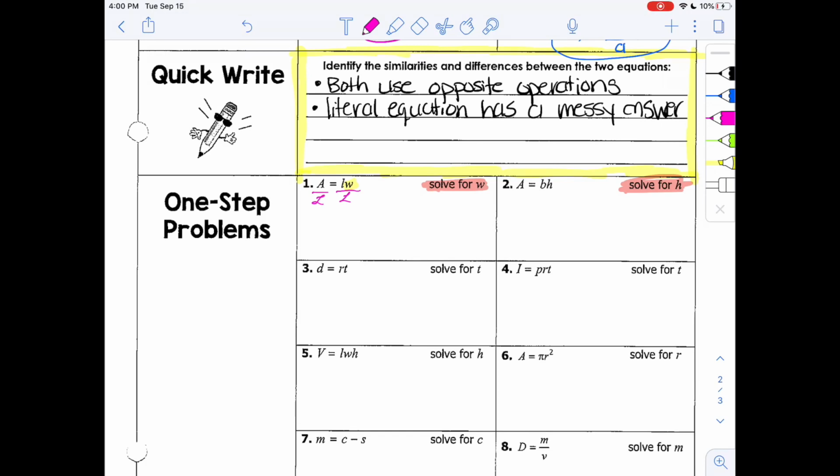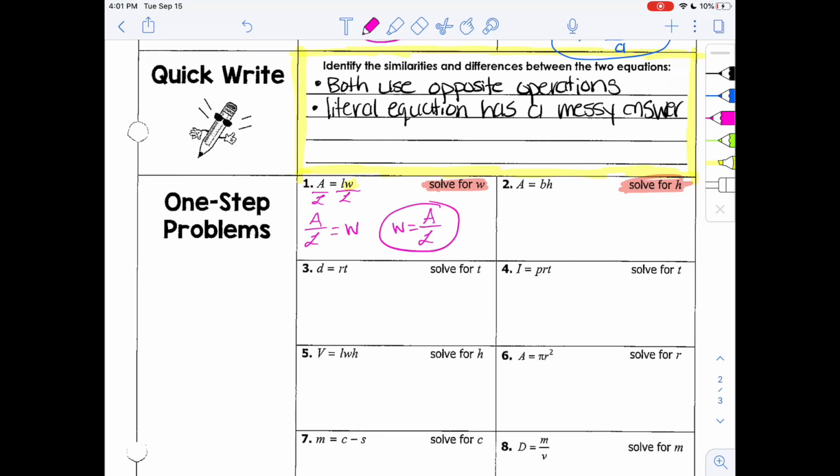A divided by L, I can't technically do this, so it stays A divided by L. Equals L divided by L equals 1, so I just have 1W. And as we know, we don't have to put the 1 in front of the W, it's understood to be there. And then lastly, I'm going to flip my equation around so it reads W equals A divided by L, so that the variable I'm solving for is on the left and the rest of my equation is on the right.